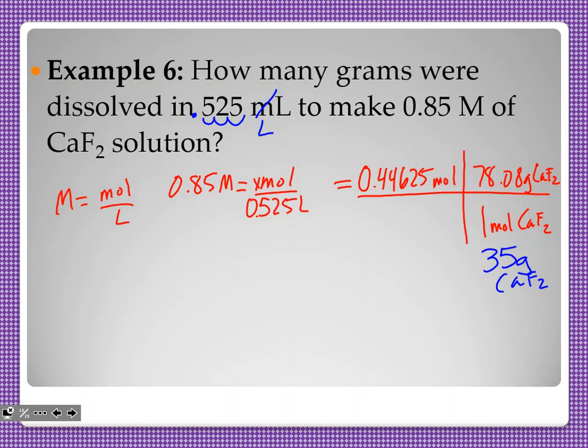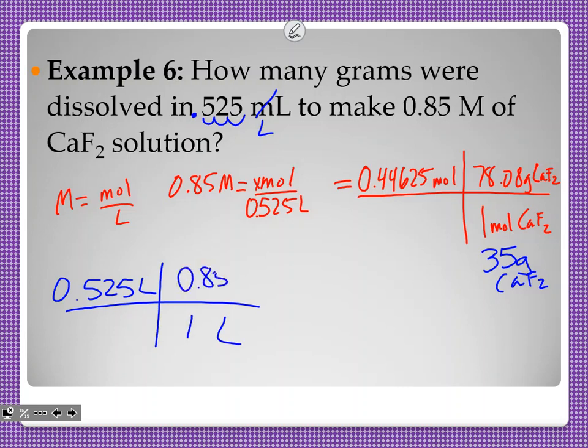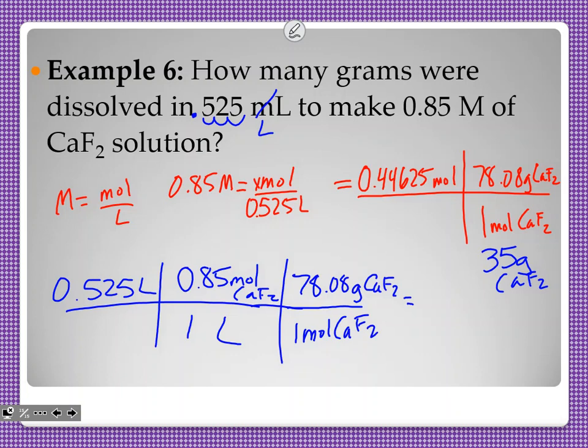In this case, if we're going to do it dimensional analysis way, we would start with our volume. Diagonal down the volume, 1 liter equals 0.85 moles. Then we keep going. We stick our moles in here. 1 mole equals the 78.08 grams. And guess what answer you're still going to get? That 35 grams. So whichever way your brain works, you're welcome to use either method.